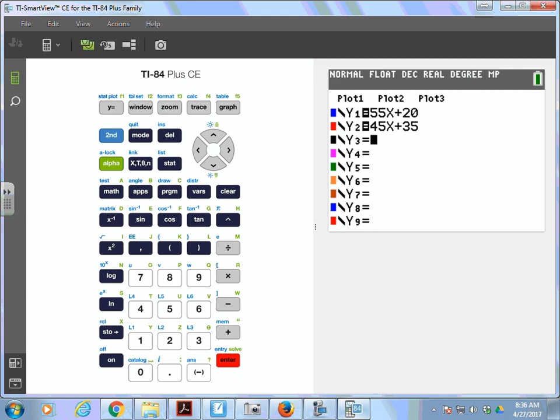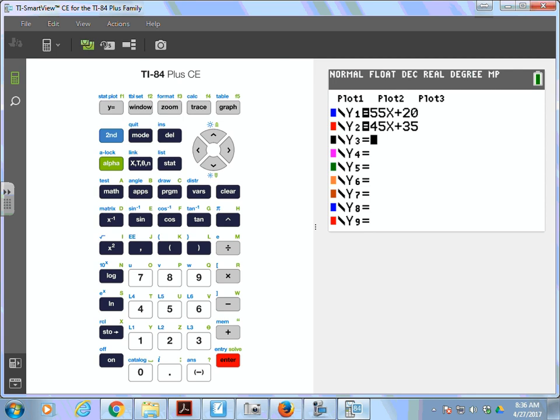Sabrina, what are the y-intercepts? Okay, 20 and 35, okay? Those are the first two numbers you need to think about, the y-intercepts. And so on my graph then, one of them starts at 20 on the y-axis, the other one starts at 35 on the y-axis, okay?